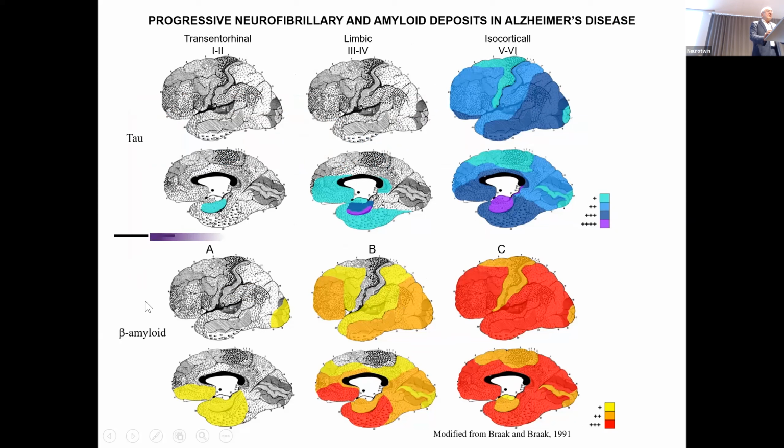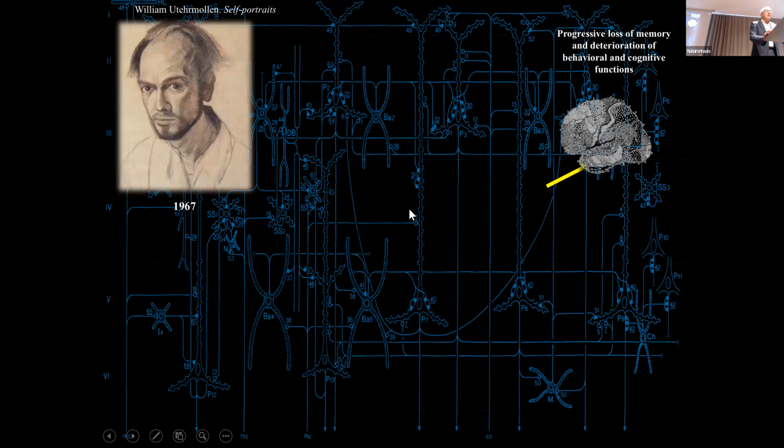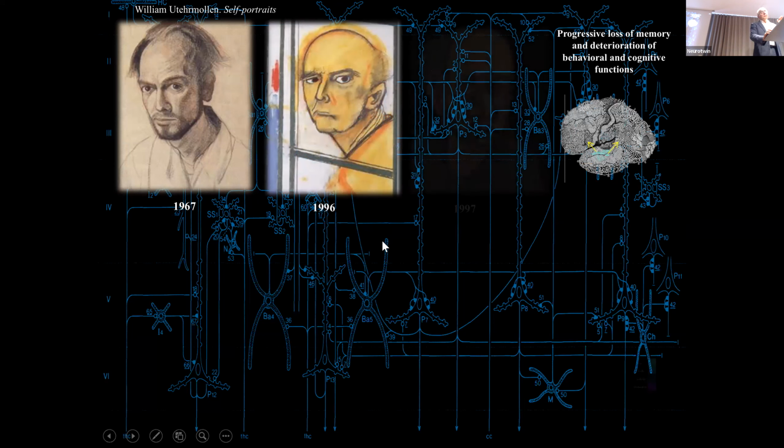So you can see here that for the protein tau, the beginning is in the transentorhinal cortex, then the limbic structures, and then the isocortical areas. With beta amyloid, the pattern of distribution is different: first in the visual cortex and the temporal cortex, and then in other brain areas. And this is a correlation between the progressive loss of memory and the deterioration of behavioral and cognitive function with this progression of the disease.